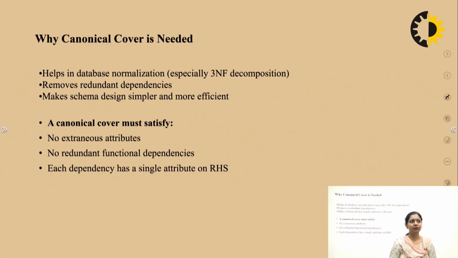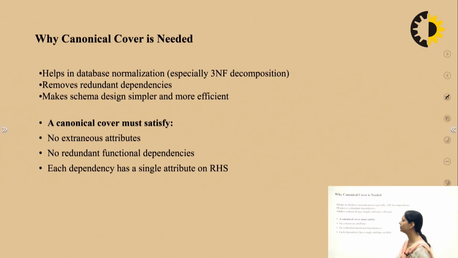So when we are talking about the canonical cover, it must satisfy number one, no extraneous attributes. There should not be any extra attribute. Number two, no redundant functional dependencies. The functional dependencies should not be repeated. Number three, each dependency has a single attribute on the right hand side. So, it must satisfy these three conditions.